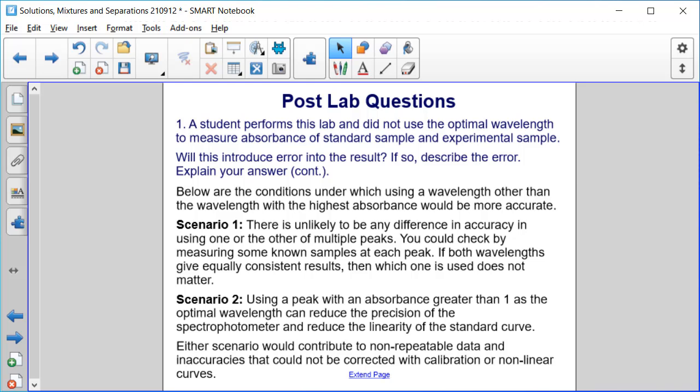In the second scenario, using a peak with an absorbance greater than 1 as the optimal wavelength can reduce the precision of the spectrophotometer and reduce the linearity of the standard curve. Either scenario would contribute to non-repeatable data and inaccuracies that could not be corrected with calibration or nonlinear curves.